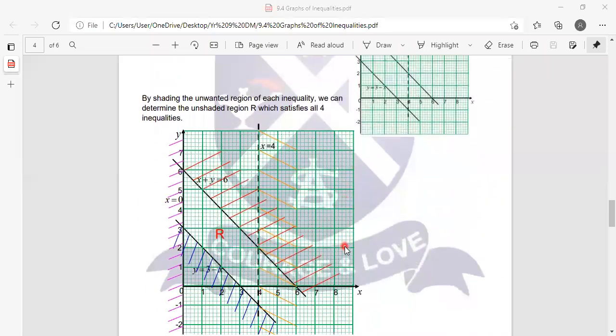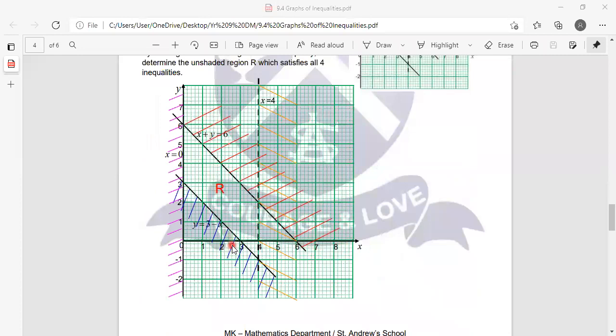Okay, looking at the unwanted region. I'll start with x plus y less than or equal to 6. I need the region which is below. Less than is below, more than is above. Above is the unwanted region, so I shade the unwanted region. Okay, so shading it in red.